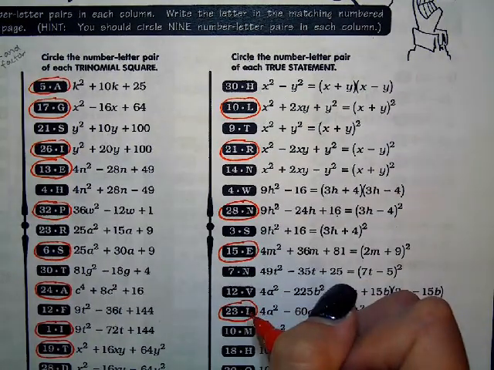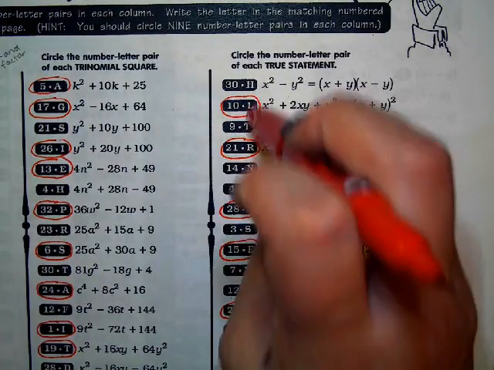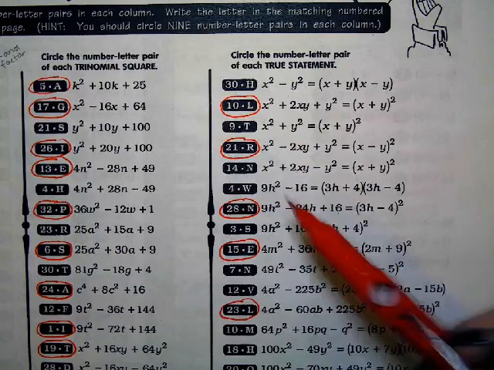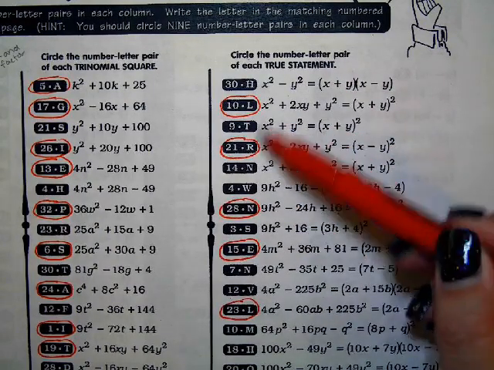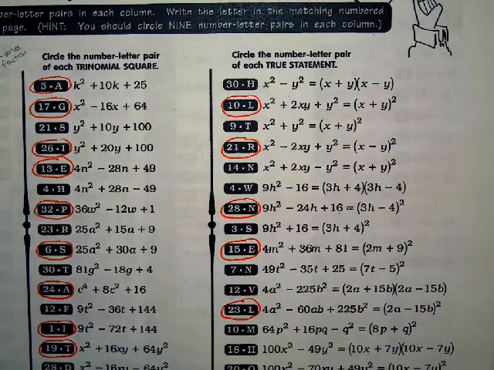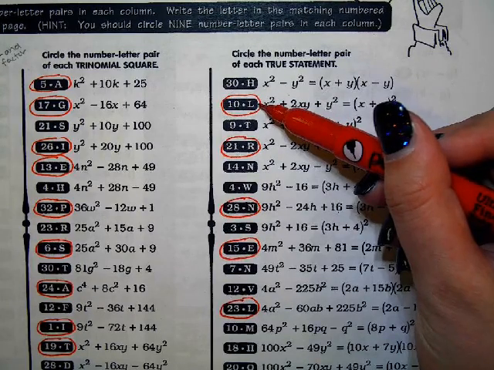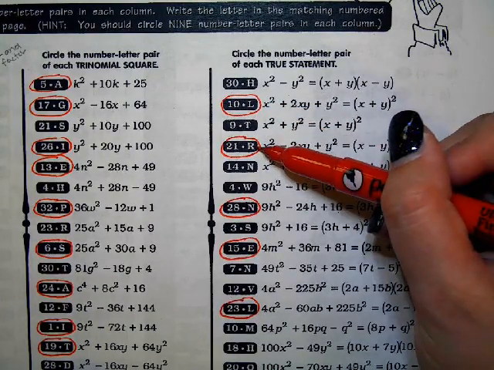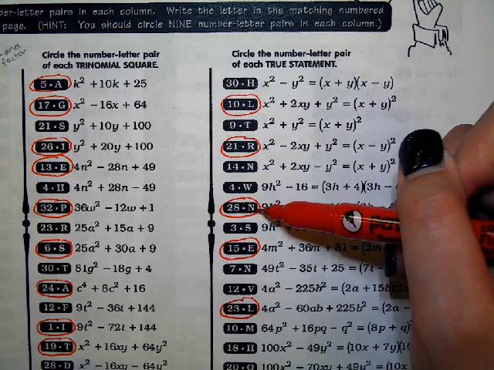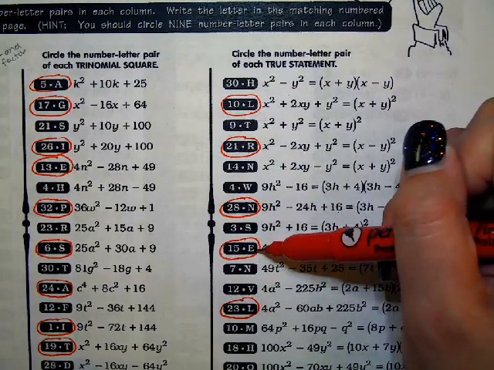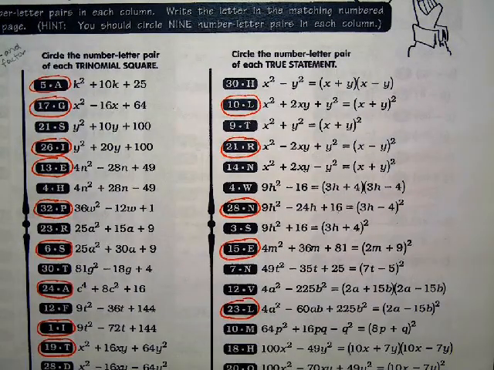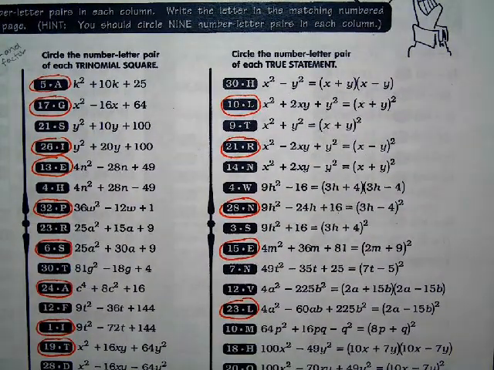Because you're supposed to have 9 circled in each column, you're going to have to circle 4 more on your own. So 10L, 21R, 28N, 15E, 23L are the ones that I did for you. And then the rest of that, you're going to circle 4 in this column, and you're going to circle 9 in the first column, and those are all appropriate difference of square problems for you.